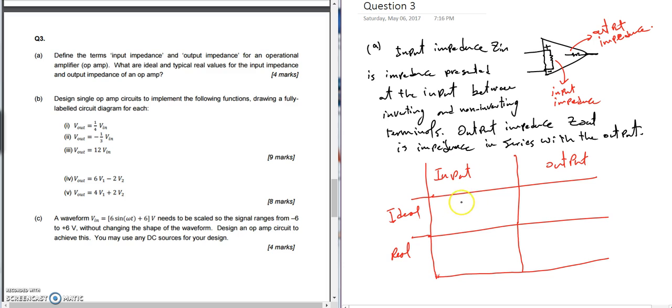Now, the values that the impedance can take. Ideally, we want the input to be infinite, so infinity. We want the output to be 0. But in reality, it's as high as mega ohms, in the range of 10 to the power 6 to 10 to the power 12 ohms. For the real output, it can go from a few ohms, meaning from like 0 to say 5 ohms. That's it.